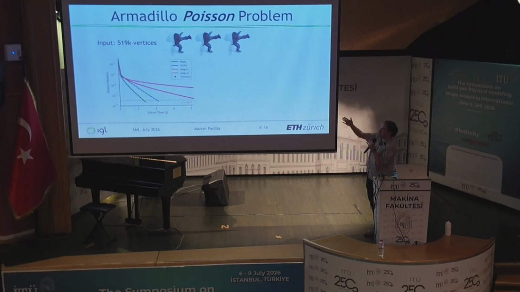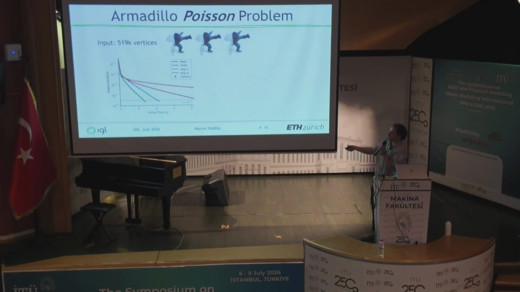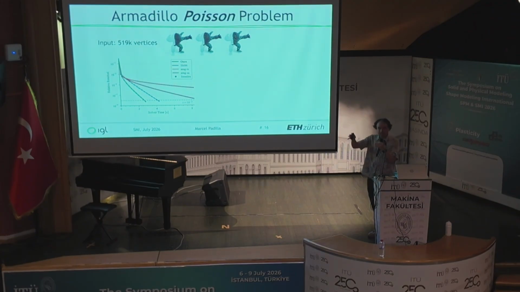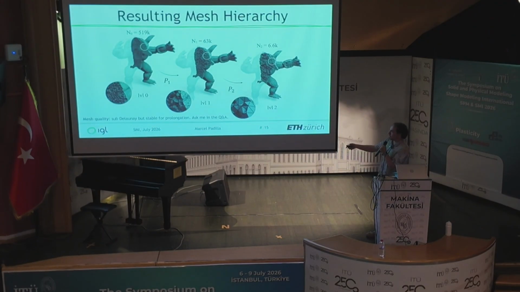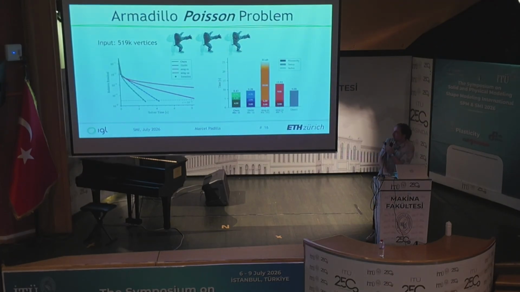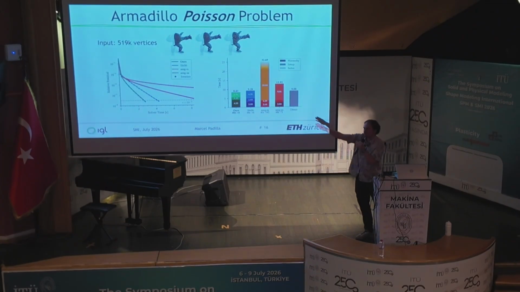So for example, 500,000 vertices in the input, and then we can compare our method together with, wait, this is the green one. This is a graph-based method, and the other two are algebraic multigrid methods. The algebraic multigrid methods only care about the matrix. The graph-based method uses the connectivity of the mesh, and then our method uses the barycentric weights.